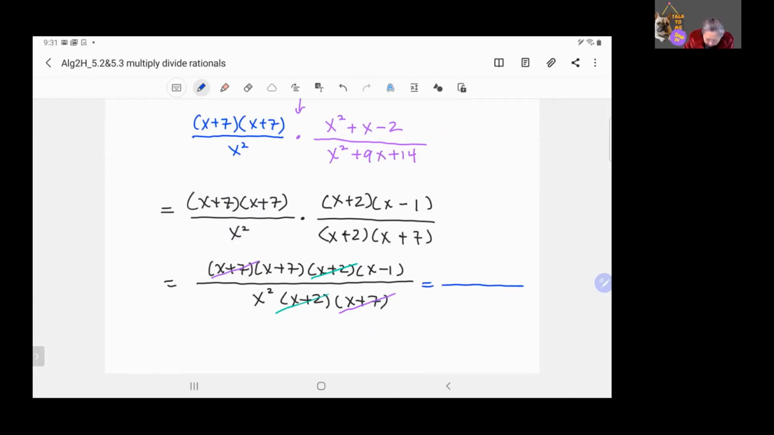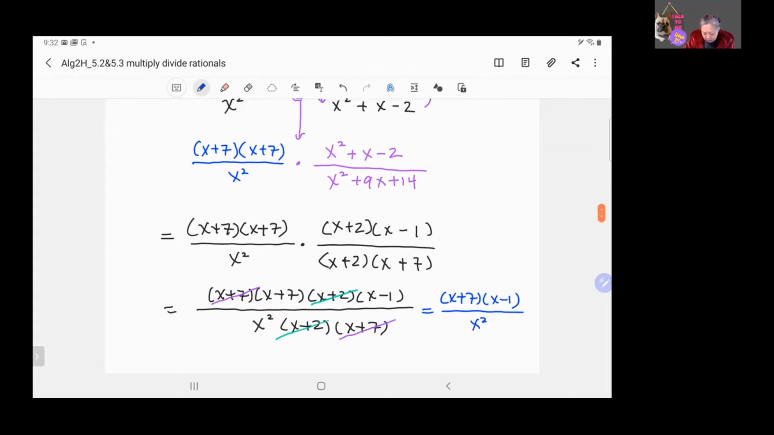So now I can go ahead and take care of those survived factors. And then the denominator is this. Okay, now we should not forget announcing the excluded value.